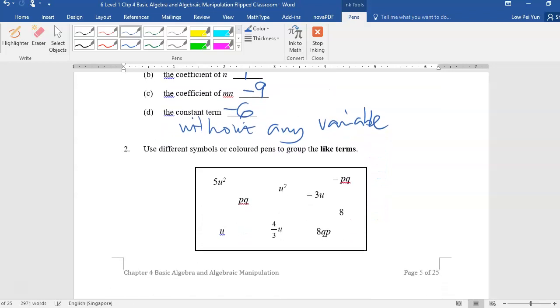Okay, now we are going to use different color pens. I'm going to use different color highlighter to group the like terms. I'm going to start with this u square. 5u square. Where is the other u square? Over here. Is that all? I think so.